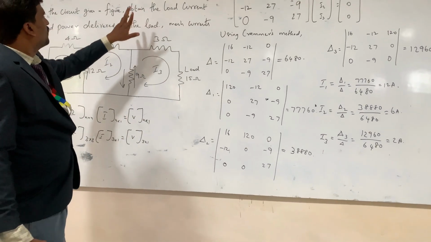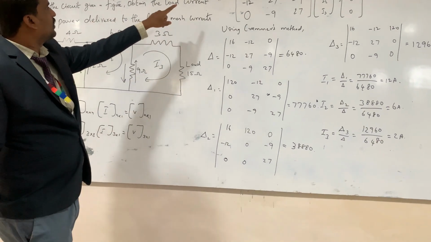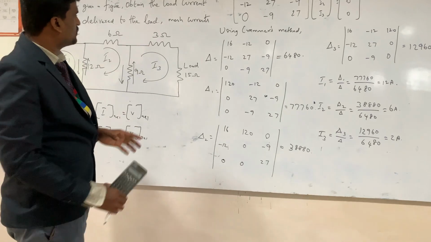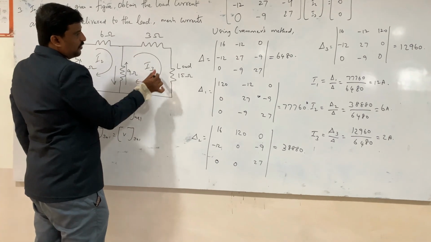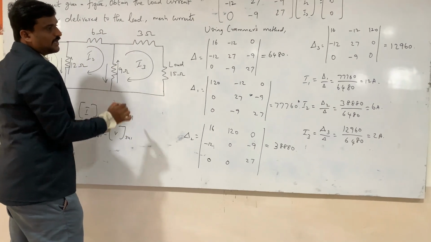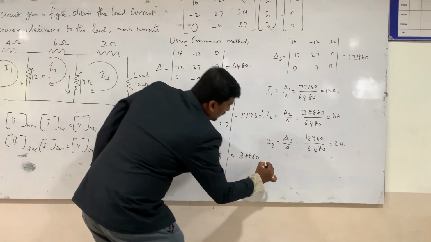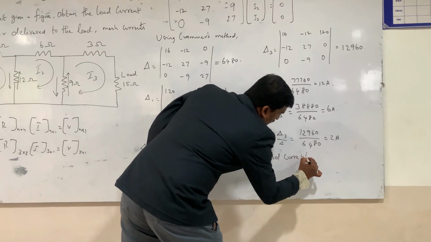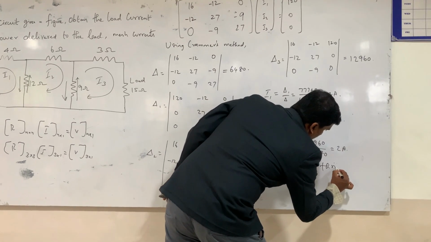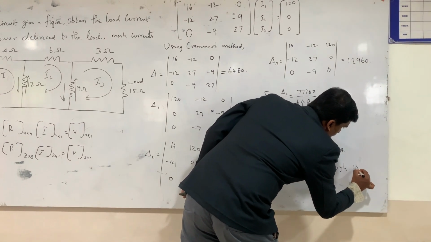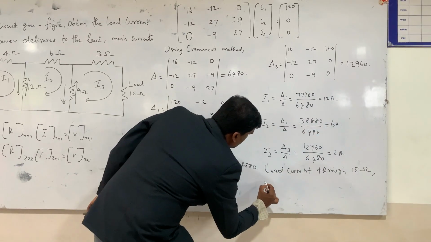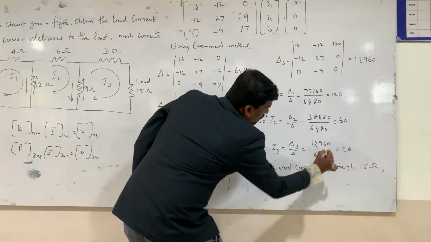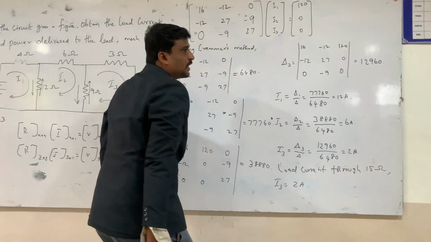Also here we are asked to find the load current and the power delivered to the load. So here this is the load. The current flowing through this load is I3. So therefore the load current through 15 ohm resistor is I3, which is equal to 2 ampere.